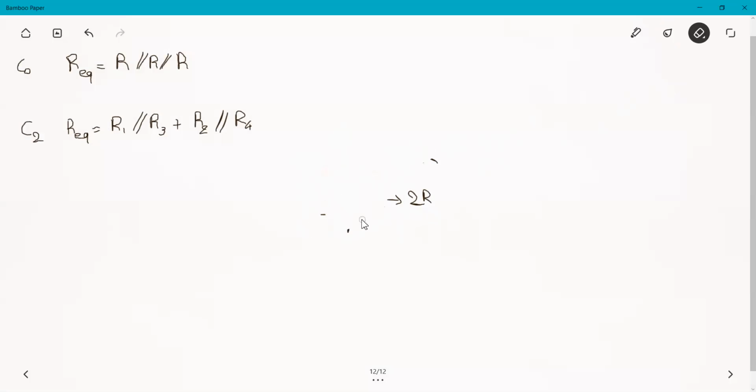So let me give you the result of this. So R, 2R, so that makes R, that makes one half of R, so that makes 4R plus 0.5R, that makes 4.5. All right. So it should be something like 4.5R.